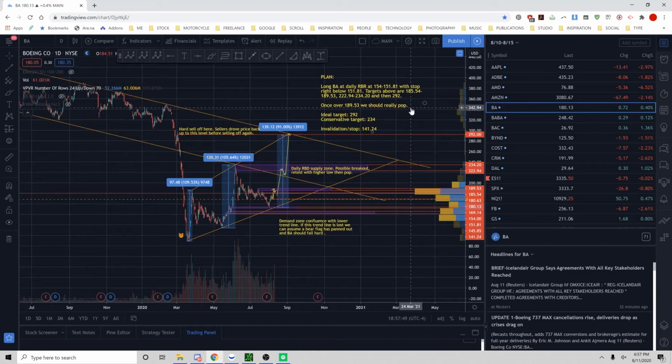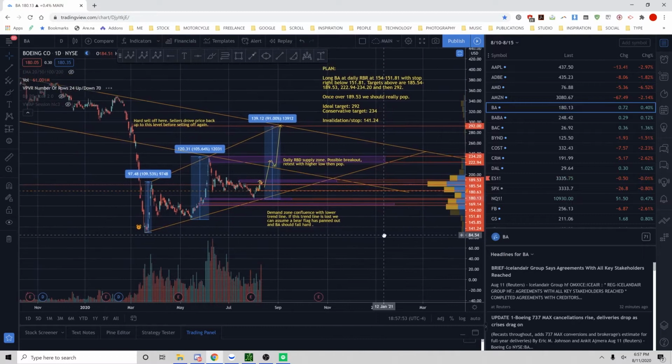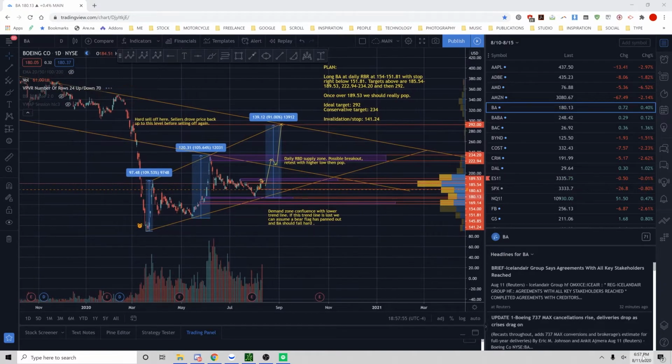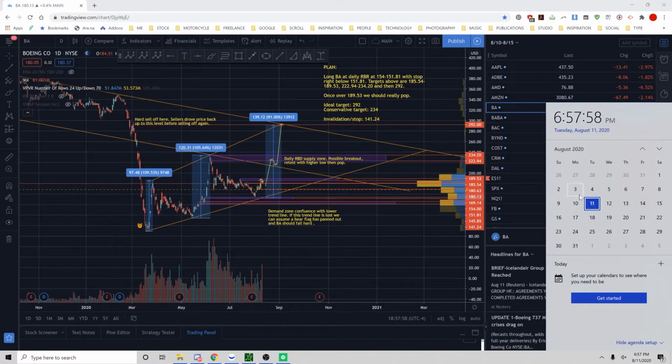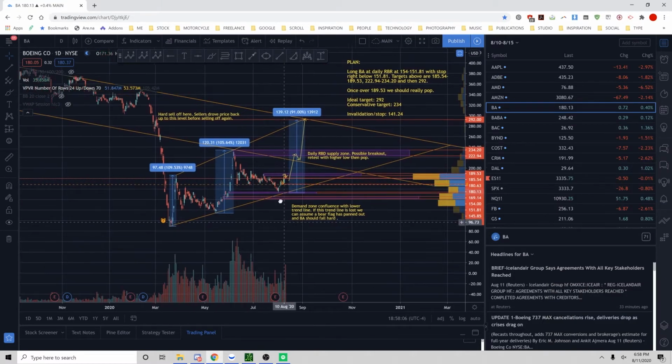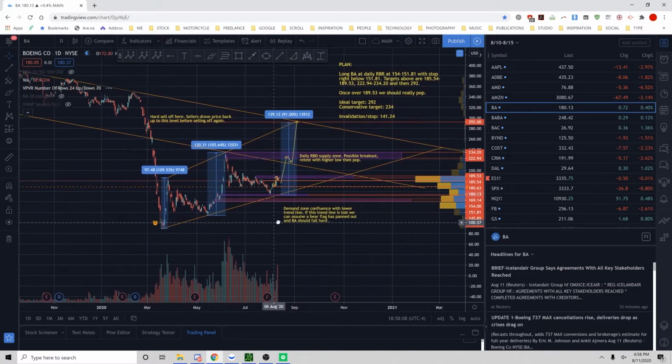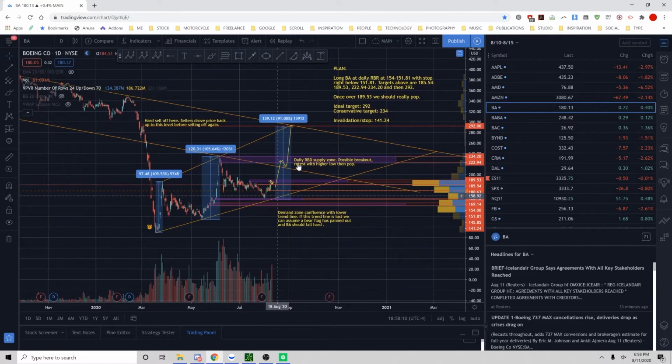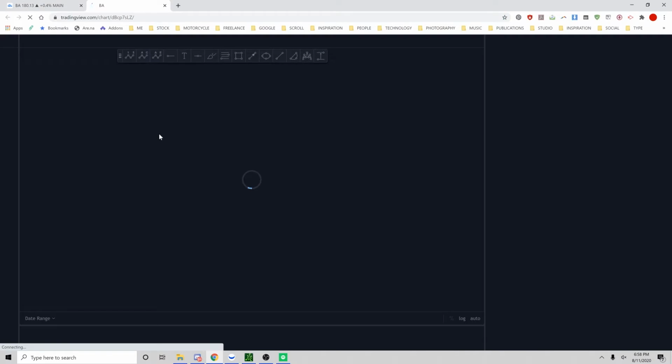Hey everyone, so I'm going to go over the BA play. This is the chart that I sent last Sunday, I think. This was kind of my plan for BA as it was approaching its demand zone. I know this is a little messy right now, so how about we just start a new one and we'll take it from there.